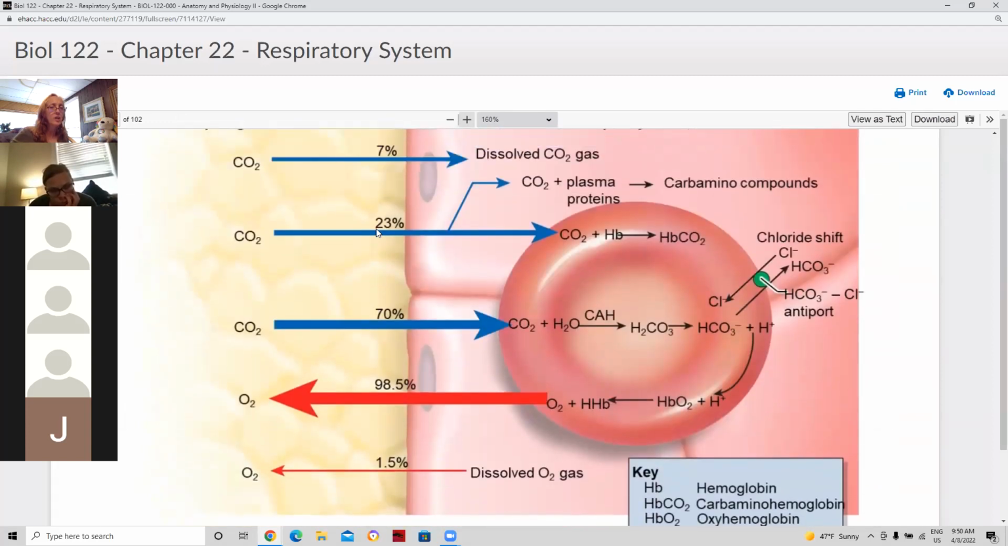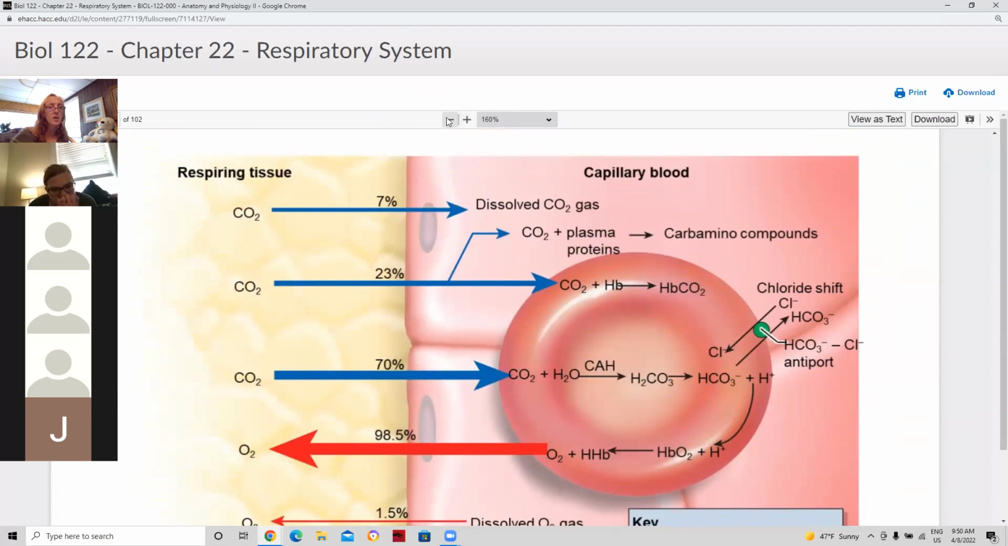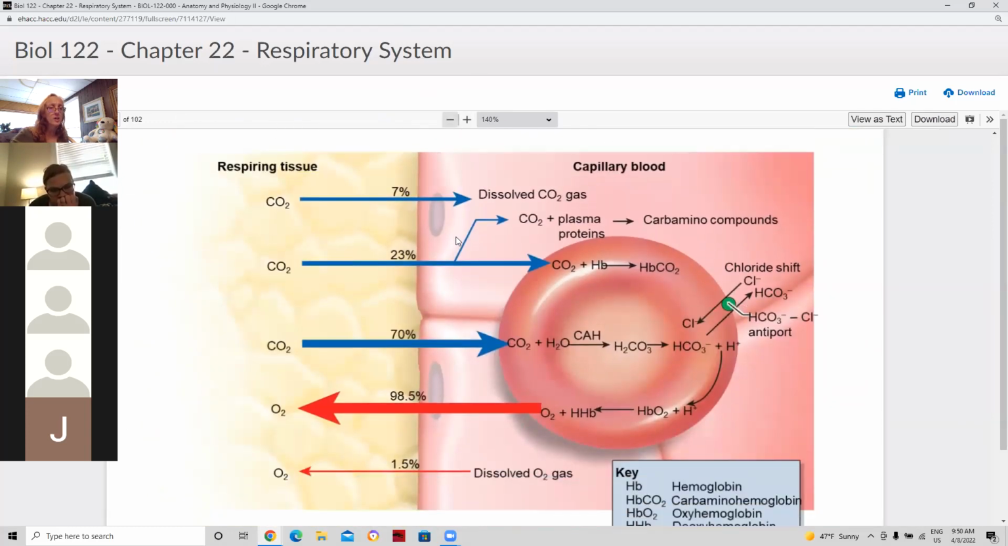This is just showing the different ways the oxygen and carbon dioxide are carried. Carbon dioxide, 7% of it is being dissolved in the plasma. 23% of it is going to be bound to the hemoglobin, making carbaminohemoglobin molecules. 70% of it is going to be made into bicarbonate, which will then diffuse out of the cell as chloride moves in.